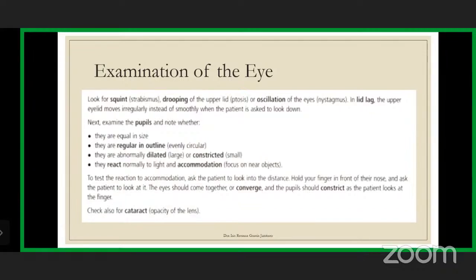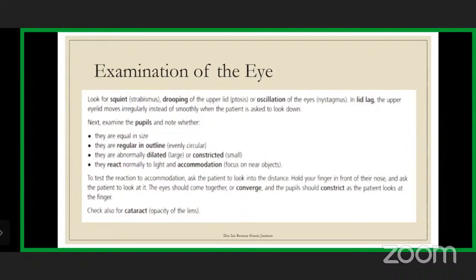Ask the patient to look into the distance, hold your finger in front of their nose, and ask the patient to look at it. The eyes should come together, or converge, and the pupils should constrict as the patient looks at the finger. Check also for cataract, opacity of the lens.